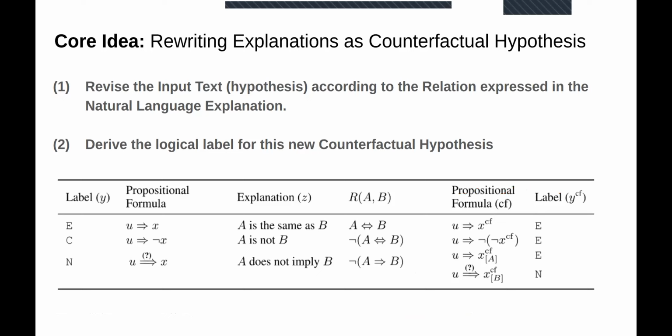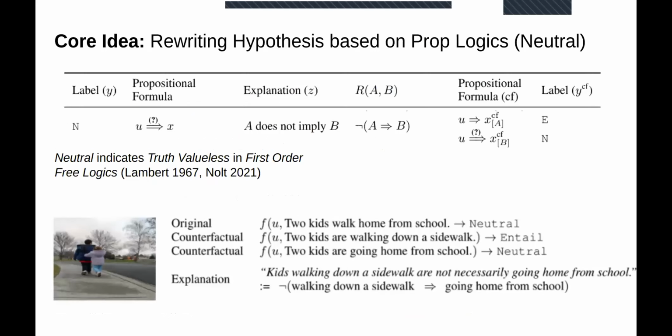Okay, to recap, we want to first revise the input text hypothesis according to the relations expressed in the natural language explanation, and second, derive the logical label for this new counterfactual hypothesis. We have derived the logical labels for the three NLI classes of entailment, contradiction, and neutral, the details of which are in the paper. I'd like to mention that the derivation of contradiction and entailment is very straightforward. The neutral label is more interesting because it doesn't fall directly under propositional logic, which is binary valued, true and false. Instead, it falls under something called free logic, where neutral itself is truth-valueless. So neutral means you neither know whether it's true or false. And in order to evaluate neutral, we need to test two counterfactual hypotheses instead of just one.